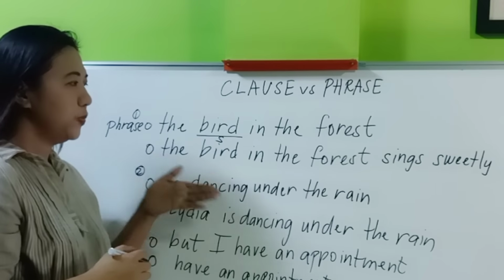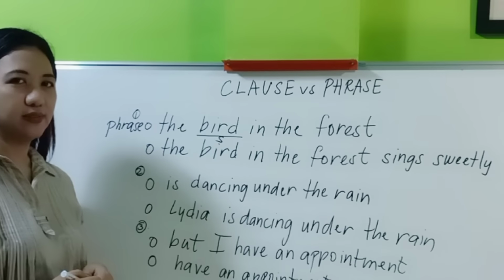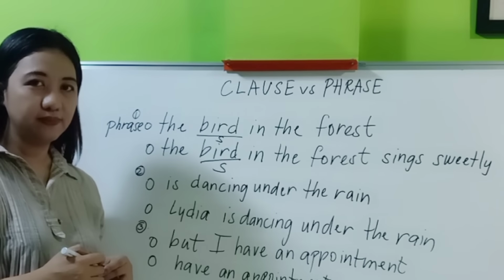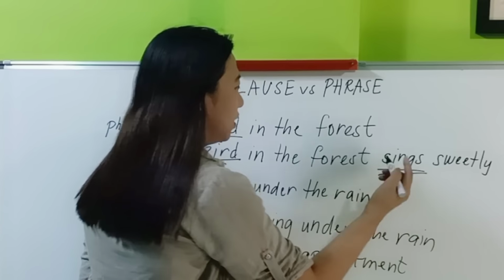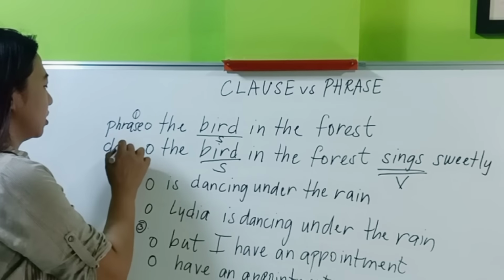Next, the bird in the forest sings sweetly. What's the subject? The bird. Is there a verb? Yes, there is. Sings. Therefore, this is an example of a clause.